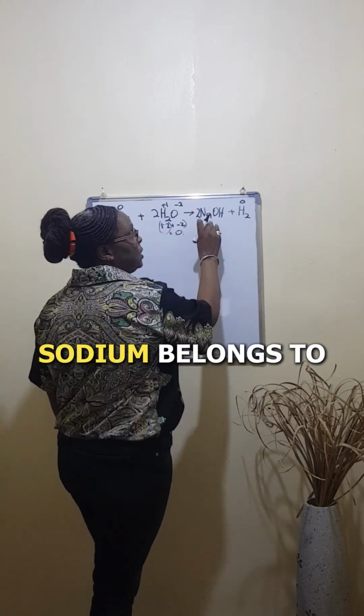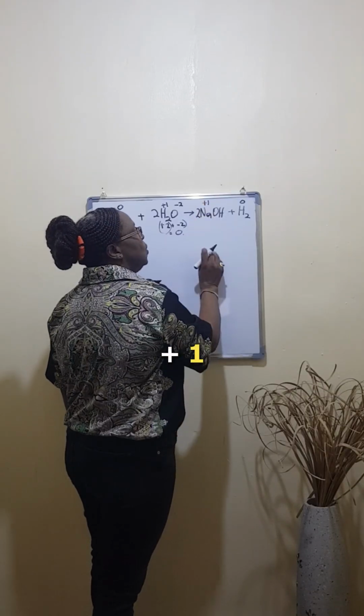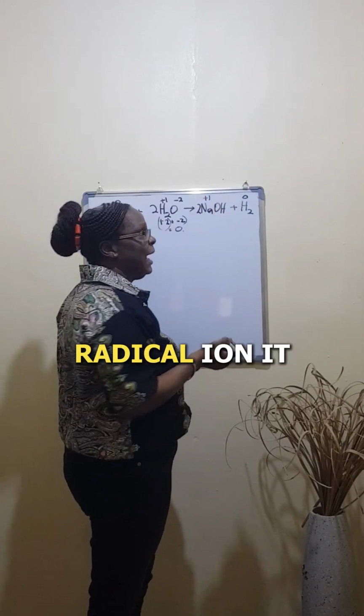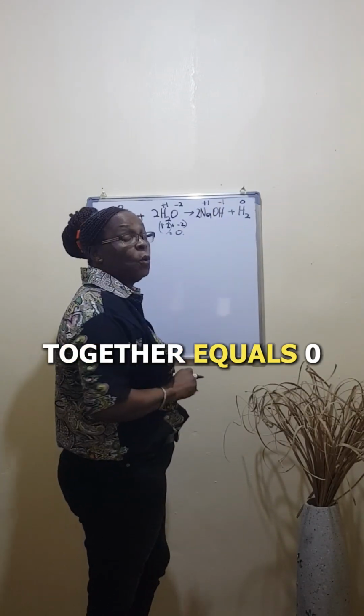On this end, sodium belongs to group 1. It also has a charge of +1. OH is a radical ion. It has a charge of -1. Both of them together equal 0.